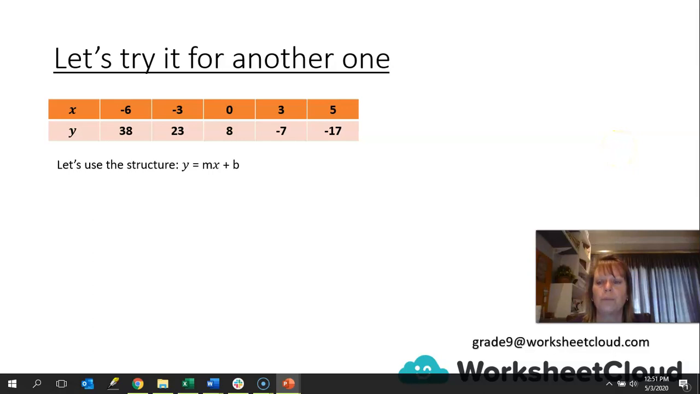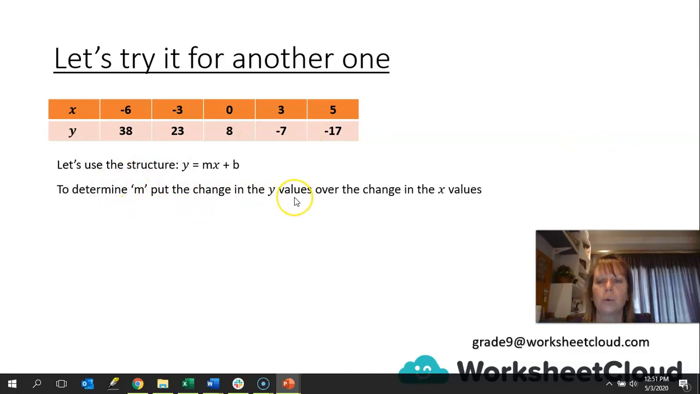Okay, so what do we do? We first look for the m, so we look at the change in the y values over the change in the x values. The change in the y values is -15. Each time, if you have a look, you are subtracting 15, subtracting 15, subtracting 15, subtracting 15. So that has remained the same. You put the change in the y values over the change in the x values, and the change in the x values is 3. So we are adding on 3 this time.